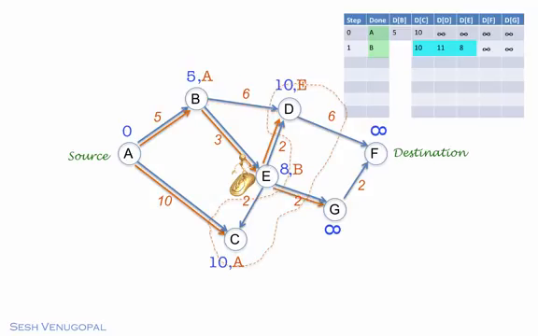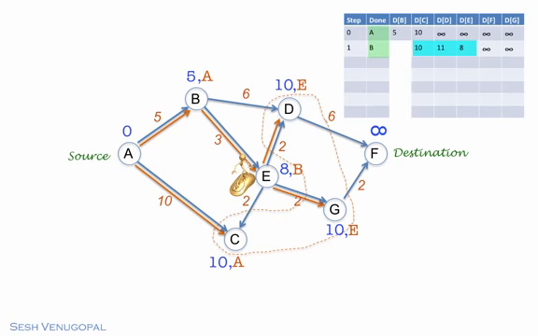Looking at G, its new distance is 8 plus 2, also 10, so its distance is reduced from infinity to 10. In other words, it is now seen to be reachable from A. The previous vertex of G is set to E, and it is added to the fringe.